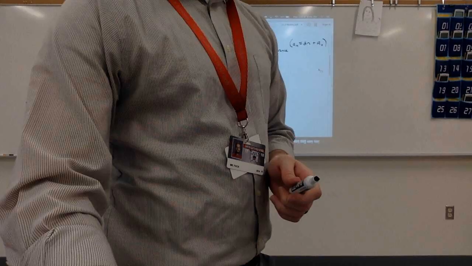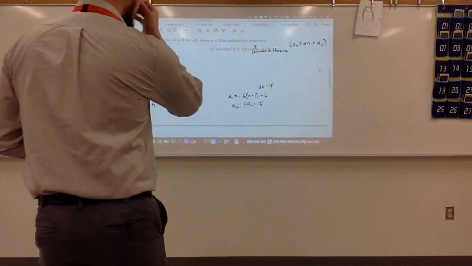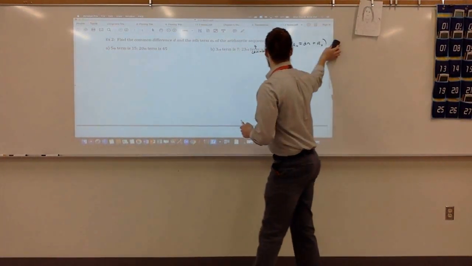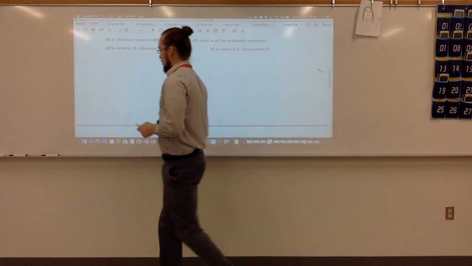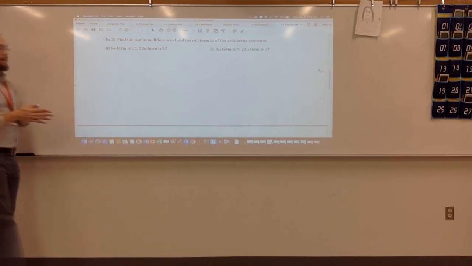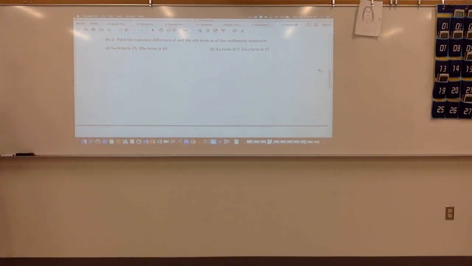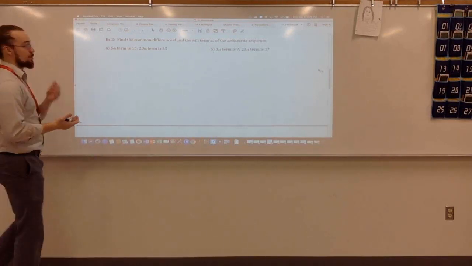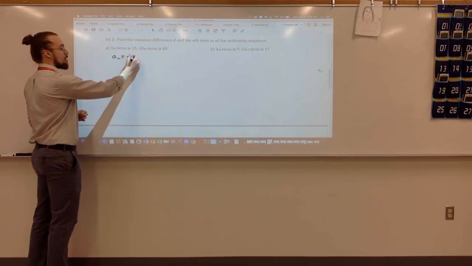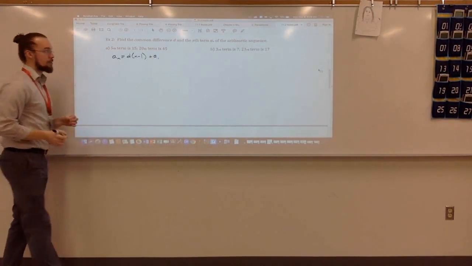All right, we're going to skip the next two examples just for time's sake here. So if we jump down to example 2, we are given two terms in the sequence. I'm given that the fifth term is 15 and the 20th term is 45. And just from that, we want to write our rule. So we want to use this formula: a sub n equals d times n minus 1 plus a sub 1.